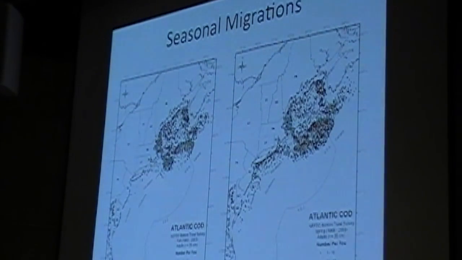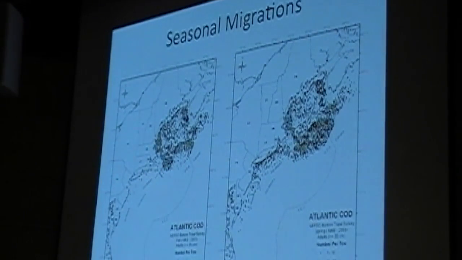NMFS bottom trawls with adult cod. On the left is the east coast of the United States, and you're looking at fall conditions, 1963 to 2003. The dots represent the number of cod pulled up in a trawl: little dots, small numbers; big dots, big numbers. You can see that during fall there are a few straggling points down here, but something like 41 north is about where you'd want to stop if you were fishing for cod in the fall.